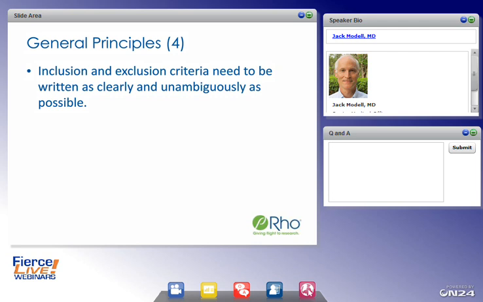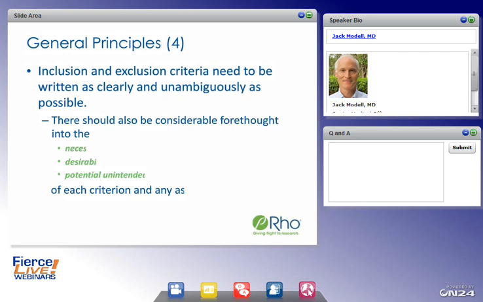So again, you want to think through and be very specific about exactly what you are trying to exclude and what the limits of exclusion are. Is it any use of something? Is it use extending beyond a certain parameter? And this is almost a repeat of what I've said, but there needs to be considerable forethought into the necessity, desirability, and potential unintended consequences of each criterion and any associated parameters.